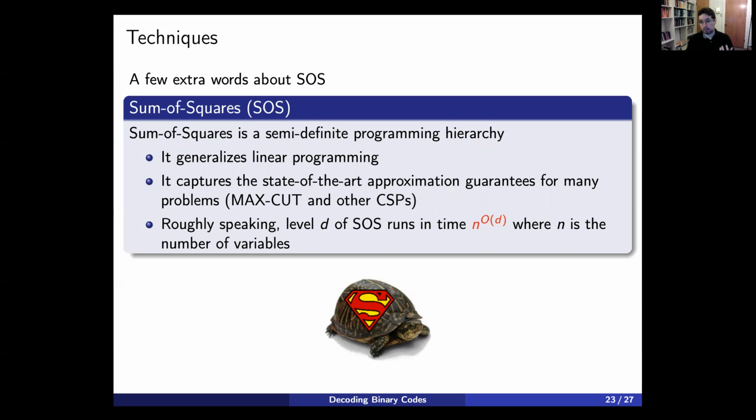So the SOS is essentially a generalization of linear programming. It's a hierarchy of SDPs. It's great for solving CSPs. It's very powerful, but it's a bit slow, right? If you have levels in this hierarchy, you pay a factor for it. And that's partially the reason why our running times are polynomial, but not the polynomials that one would like.